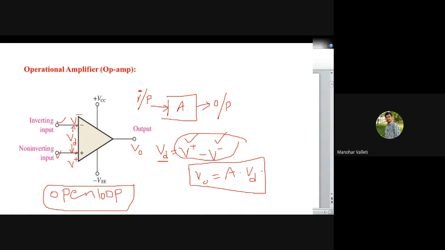So the output of the operational amplifier is V naught equals A into Vd, but this gain A we will give some name. The gain of this operational amplifier is A. As the operational amplifier is in open loop, we will name it the open loop gain. Anyhow, the operational amplifier is also used in closed loop, that's why this difference. So generally the operational amplifier output is the open loop gain multiplied by Vd. This is the output of the operational amplifier.